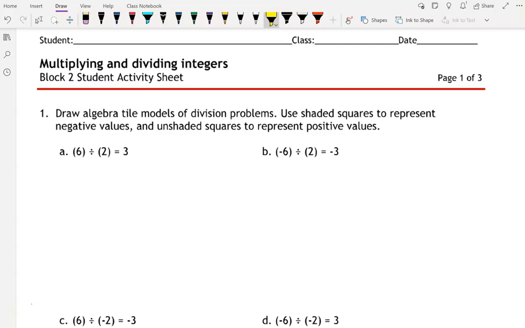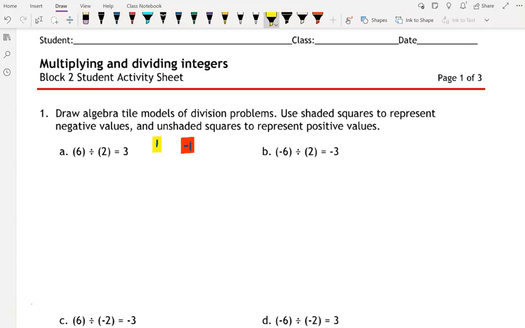Let's look at this first problem. We are going to use yellow to represent positives, and we are going to use red to represent negatives. You don't have to draw the numbers in there unless you really want to, but this is what I'm going to do on here. So let's take a look.